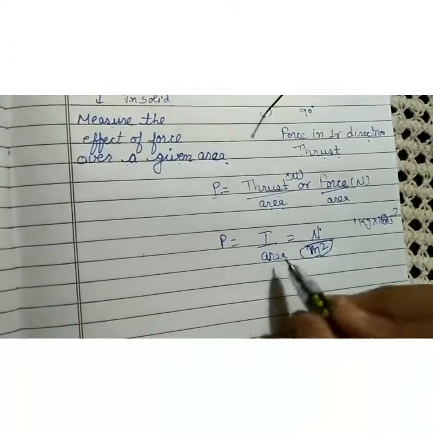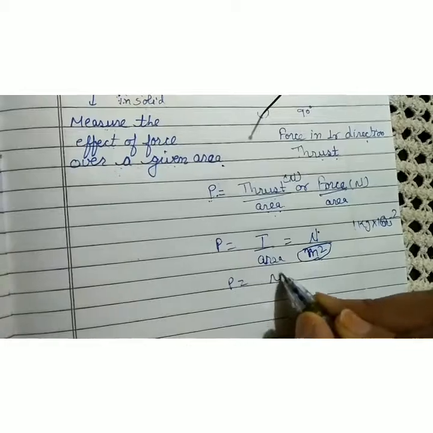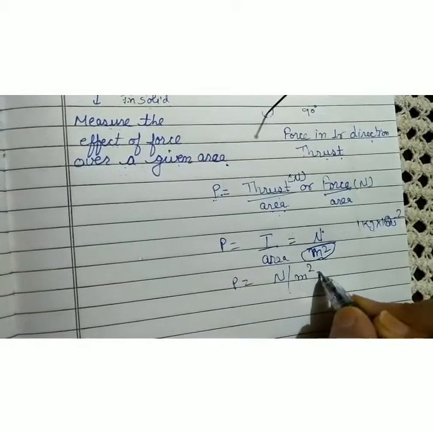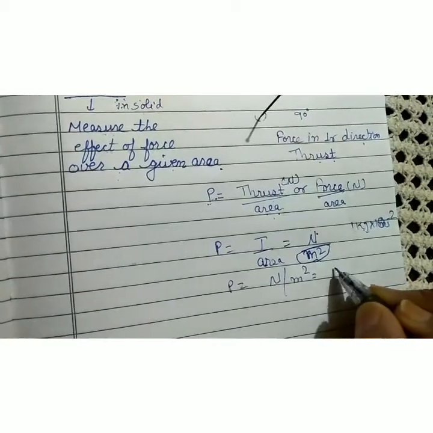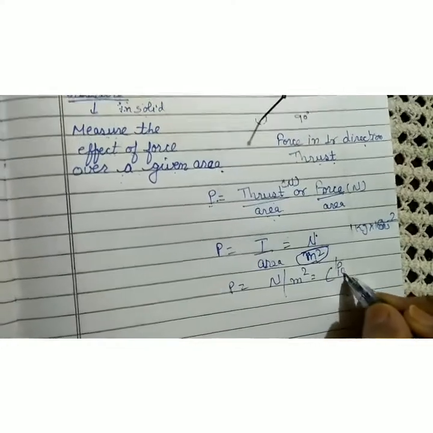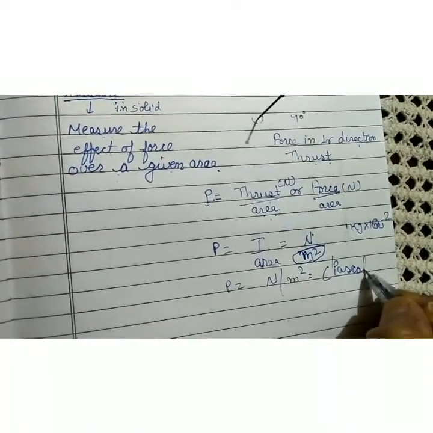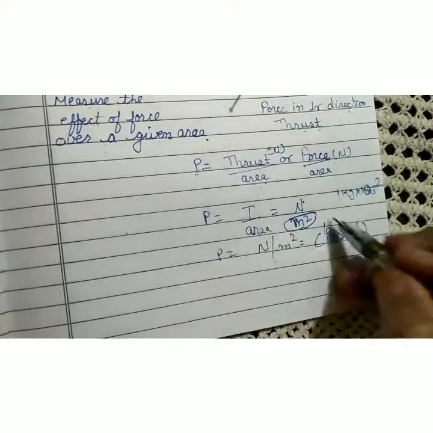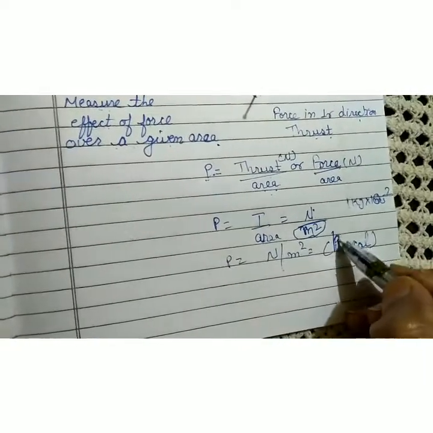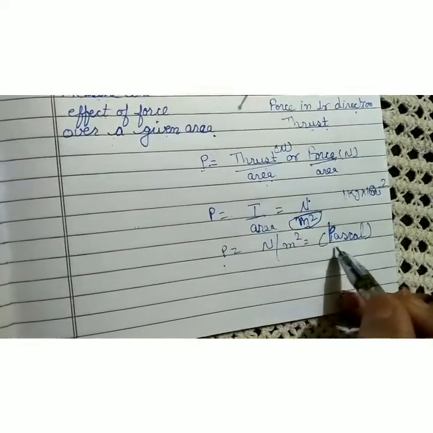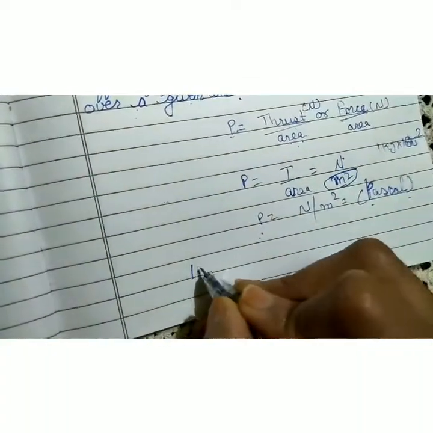So what is the unit of pressure? The unit of pressure is Newton per meter square, and this combined term is known as Pascal. It is named after a scientist. So the unit of pressure is Pascal. Now how can we define 1 Pascal of pressure?